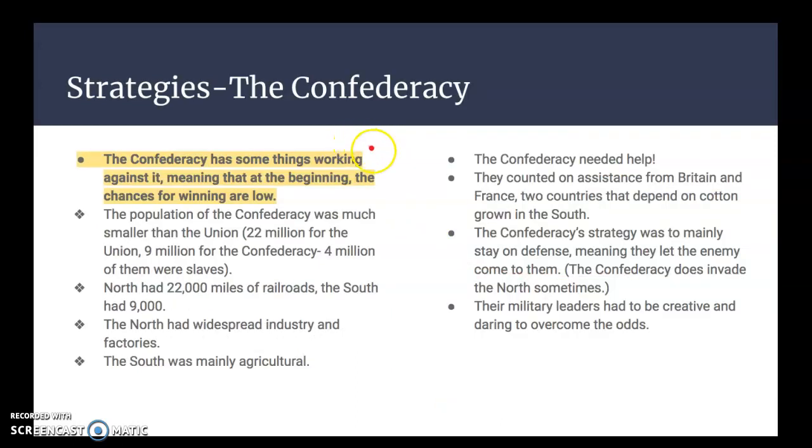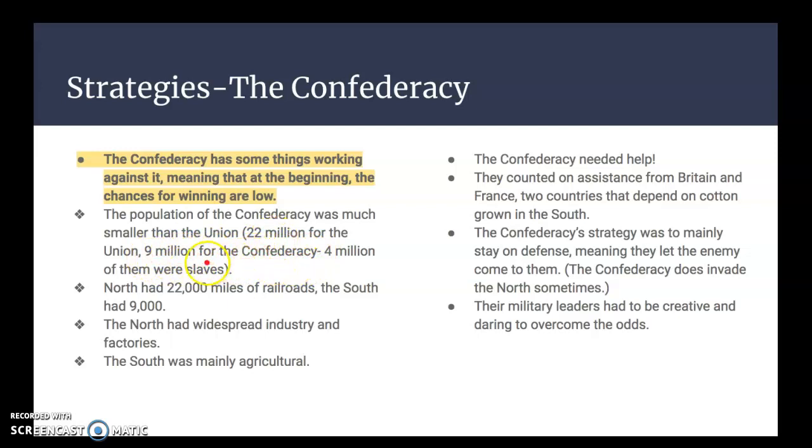So here's the strategy for the Confederacy. The Confederacy has to be creative because they have some really big things working against them. The population of the Confederacy was much smaller than the Union. The Union has 22 million people. The Confederacy has 9. And of those 9 million people, 4 million of them are slaves, who are definitely not going to be able to fight against this invading Union army, because people are not going to arm slaves in the South. They'd be worried about a slave revolt or an armed uprising or something like that. So really, there are only 5 million people who would be eligible to fight for the Confederacy. Then take off the number of women that live in the Confederacy, because they're not going to be fighting here.